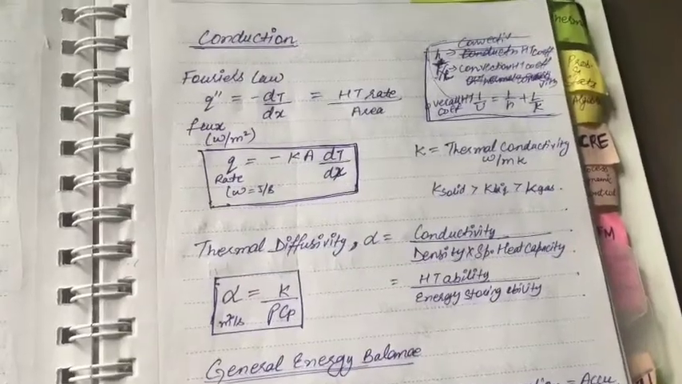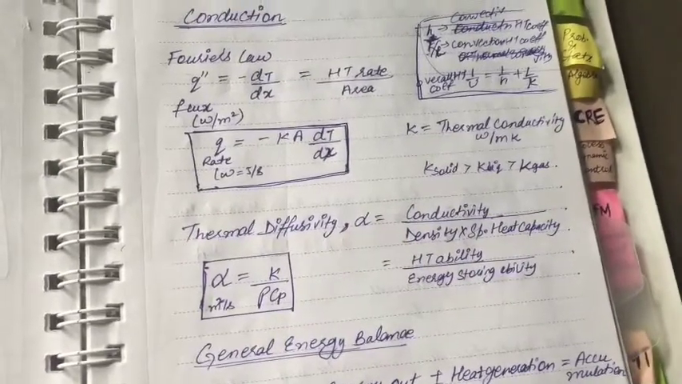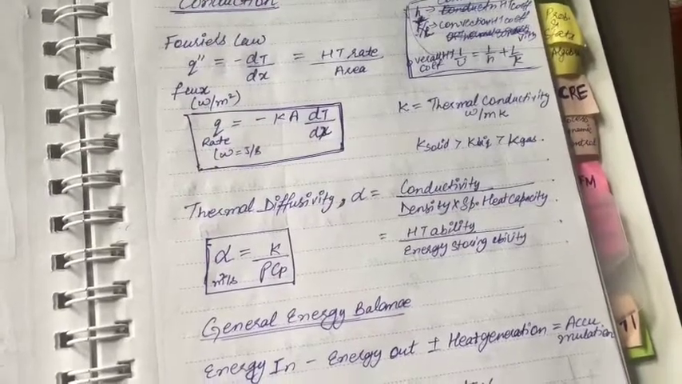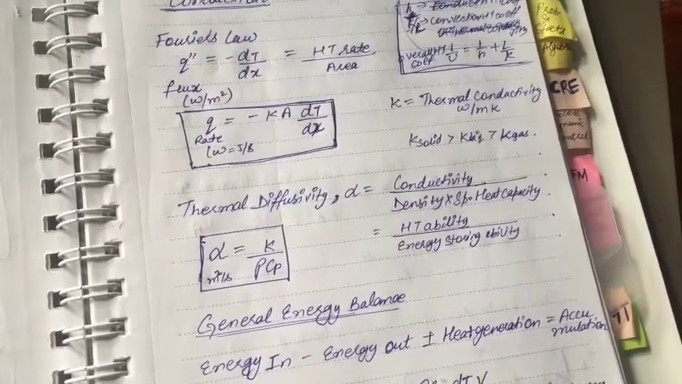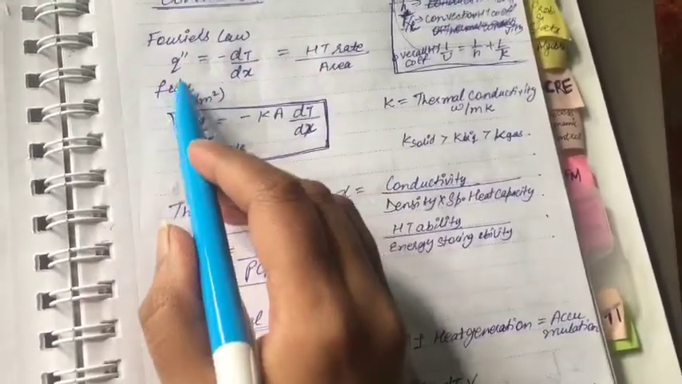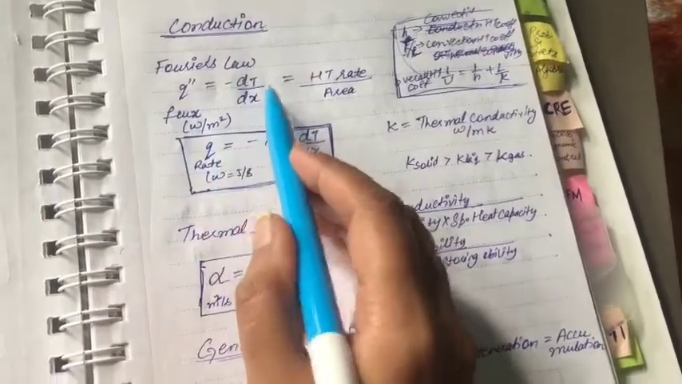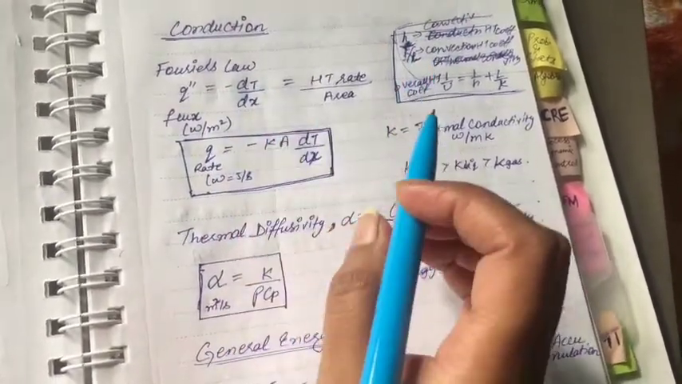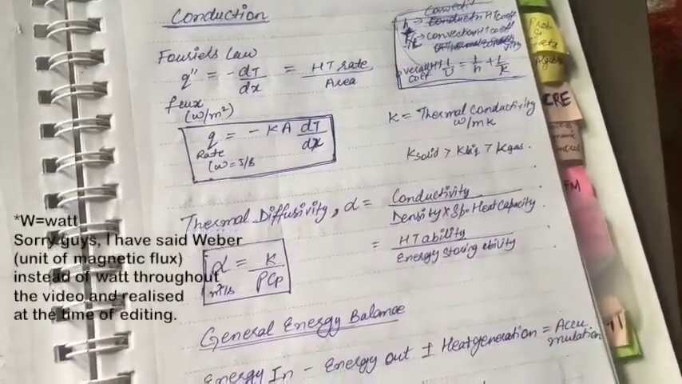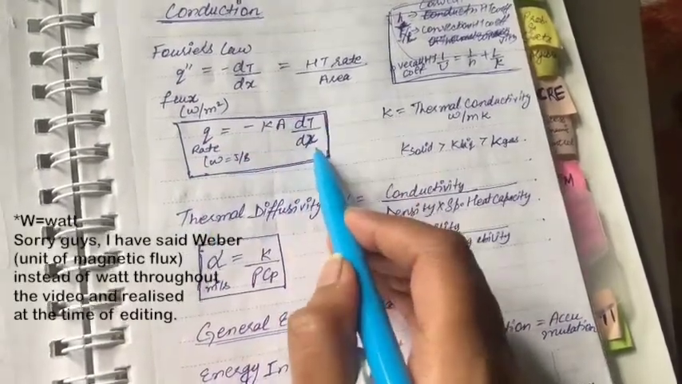So our first topic of heat transfer is conduction. Conduction is basically, in presence of temperature gradient, energy transfer occurring in the direction of decreasing temperature, and there is a stationary medium present. So the very first law in conduction is Fourier's law, which states that heat flux, q double dash, is equal to minus k dT by dx. dT by dx is the driving force, and heat flux is nothing but heat transfer rate upon area. And the rate of heat transfer is noted as minus kA dT by dx.